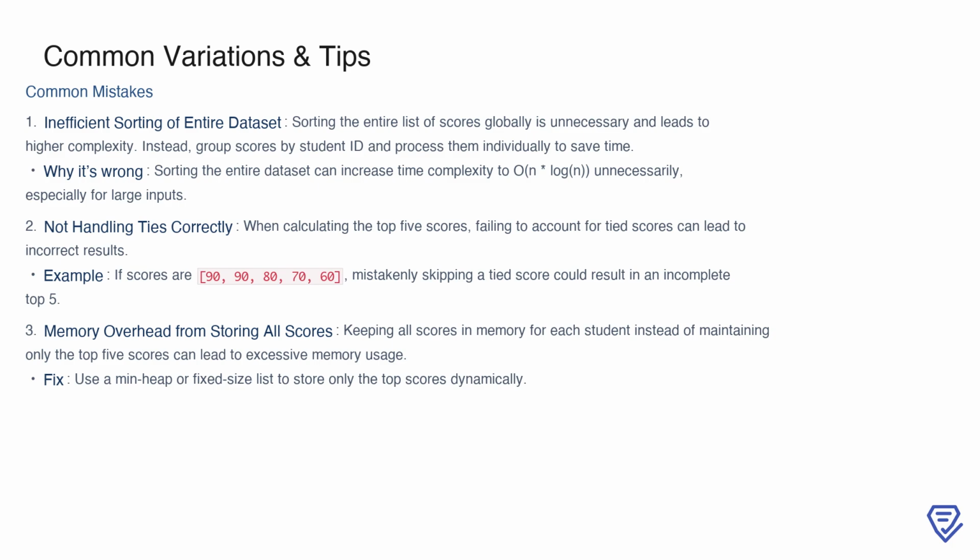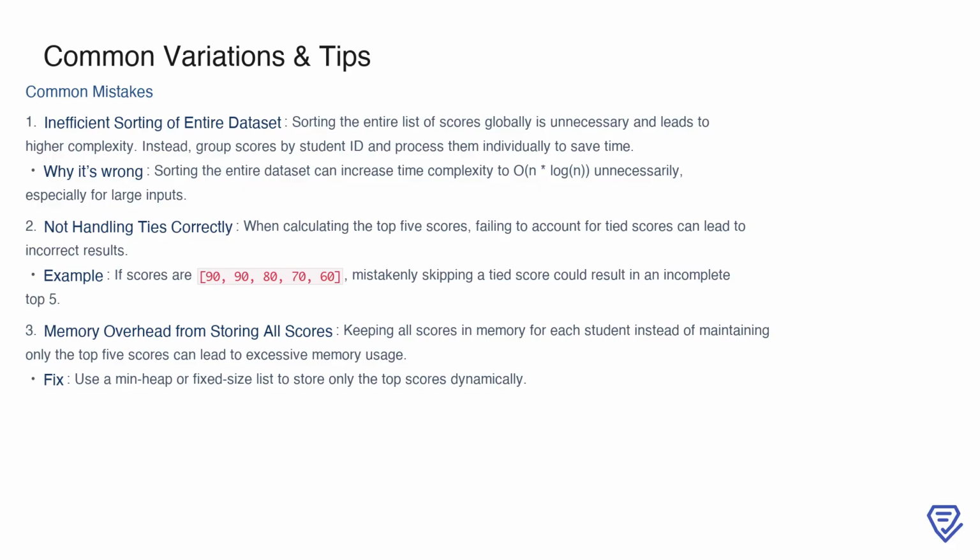Instead, it's more efficient to group the scores by student ID and process them individually. Another mistake is not handling ties correctly. For example, if you have scores like 90, 90, 80, 70, and 60, skipping a tied score might result in an incomplete top 5. Be mindful of this and ensure tied scores are accounted for properly.